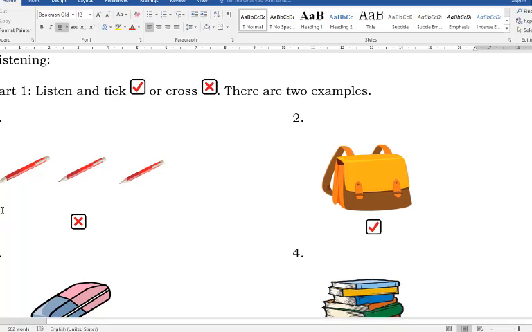1. I have two pens. 2. I have a school bag.